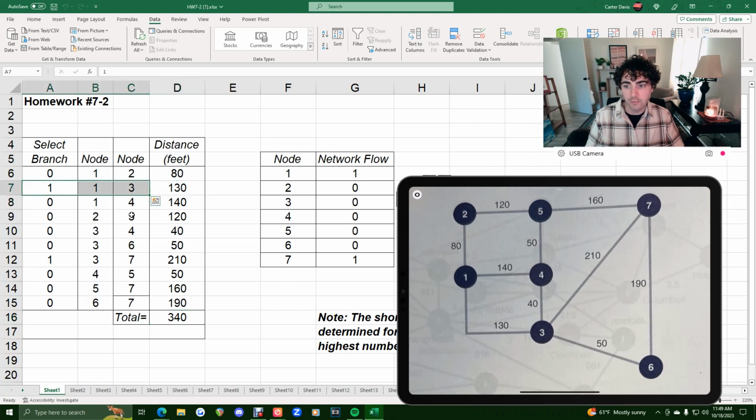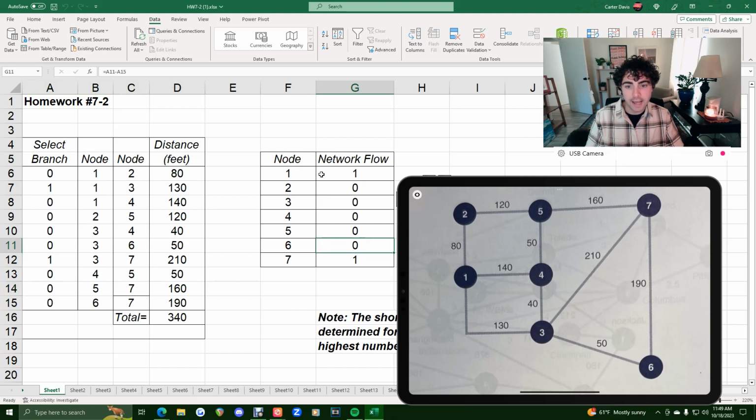They say you go from 1 to 3, so whichever one has the 1, right? So you go from 1 to 3 for a distance of 130. Looking at our chart, 1 to 3 is 130. And then you go from 3 to 7, a distance of 210. So 1 to 3, and then 3 to 7, and that's it for a total of 340. So that's from 1 to 7.